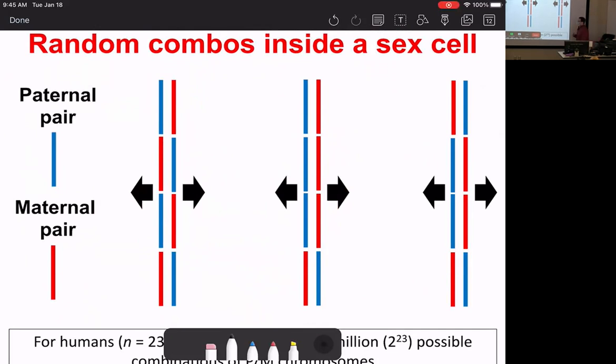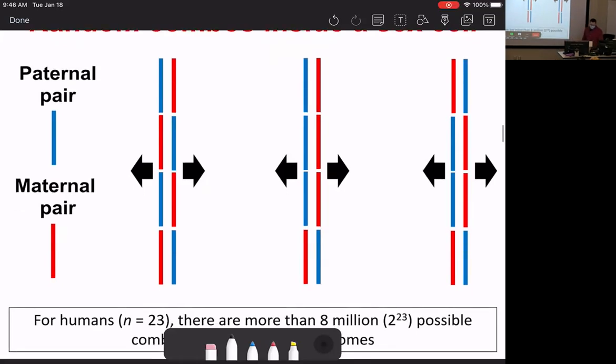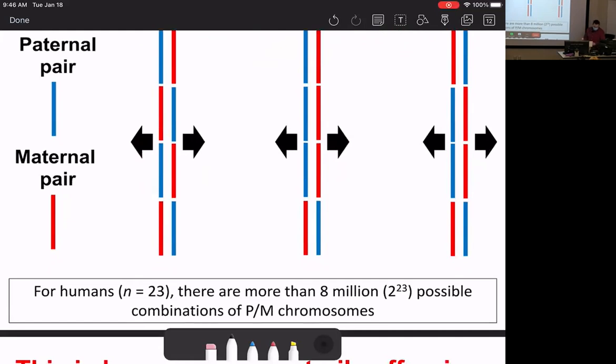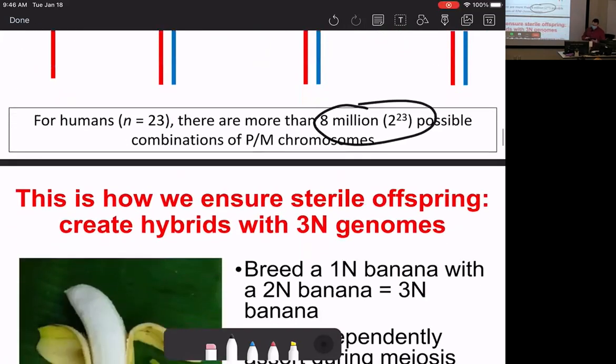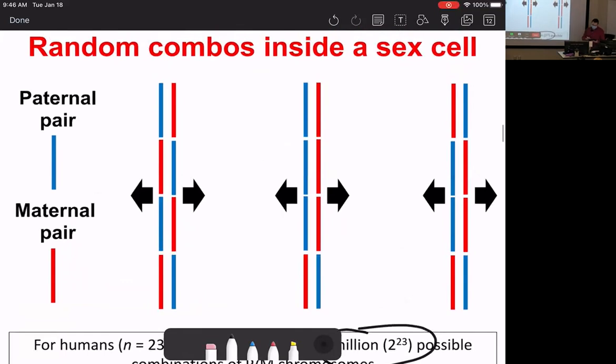Imagine the odds you would need to flip a coin 23 times to land on tails each time, right? To make a full maternal versus paternal split. And it's almost never gonna happen. The random combinations that you can get are close to that many possibilities, 8 million up there, there you go. The randomness of just deciding what the maternal-paternal split of your meiotic cells is gonna be, that's an immense amount of randomness.